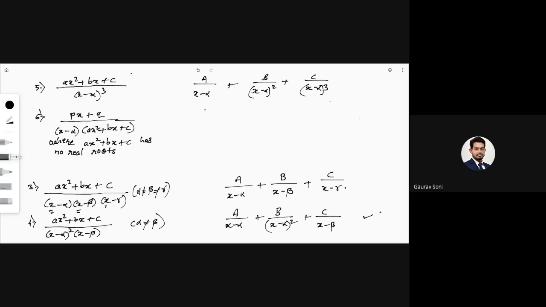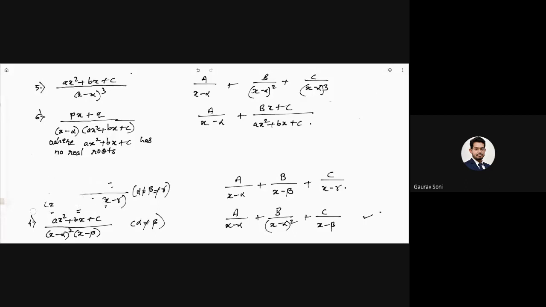So in that case, how I have to write it down? A upon x minus alpha plus bx plus c upon ax square plus bx plus c. Just write it down. I will explain to you when we have to use this case.